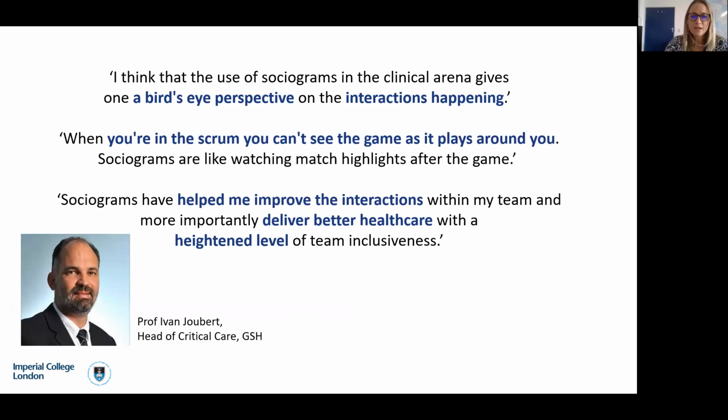And then Professor Hubert said that it gave him a bird's eye perspective on the interactions that were happening. And he said that you could see the whole game as it played out, and certainly helped to improve interactions with the team and to deliver healthcare with heightened levels of team inclusivity. And Prof. Hubert came to us at the end of the Aspire study, and was really interested to take this forward.